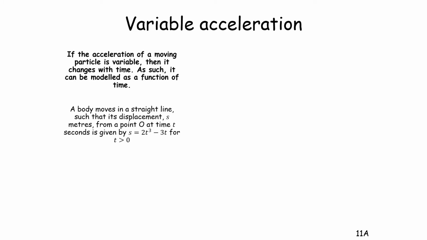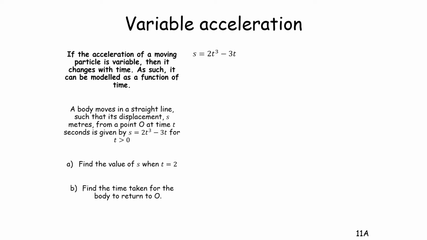A body moves in a straight line such that its displacement s meters from the point O at time t seconds is given by s equals 2t cubed minus 3t for t greater than 0. We've been asked to find the value of s when t is equal to 2, and to find the time taken for the body to return to O. Now if we substitute t equal to 2 and we calculate, we get s equals 10.